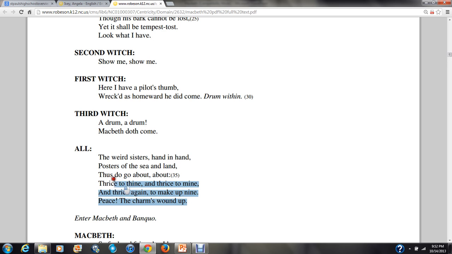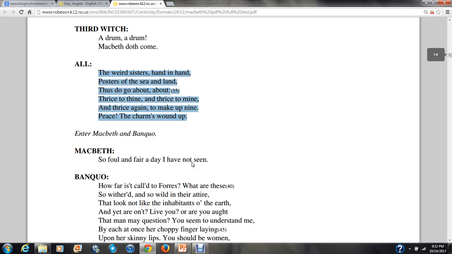And here's one of the spells that we talked about, whether or not this was a real incantation. "The weird sisters, hand in hand, posters of the sea and land, thus do go about, about, thrice to thine and thrice to mine, and thrice again to make up nine. Peace, the charm's wound up." And of course Macbeth and Banquo enter.